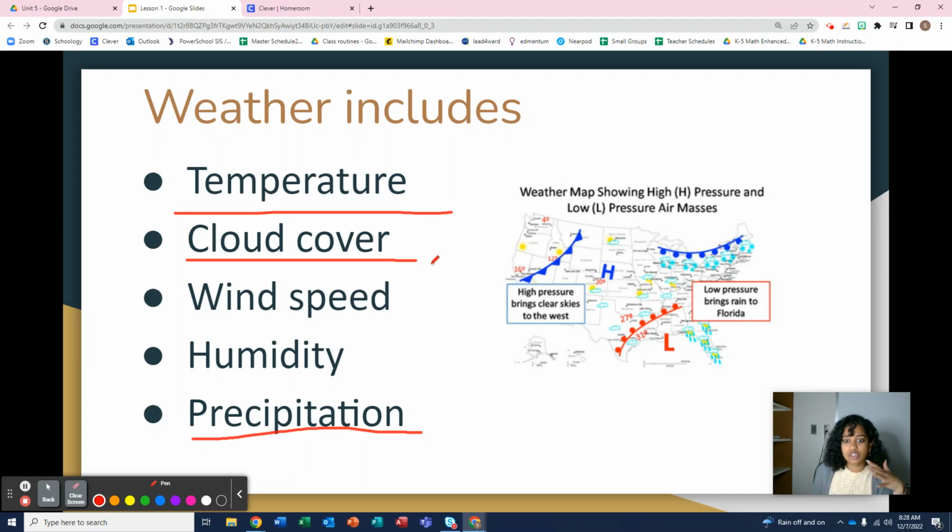Weather is just something we can do. We can go outside and determine what is happening just by looking outside. We also can see graphs or maps of weather as well. We see them on the news sometimes.